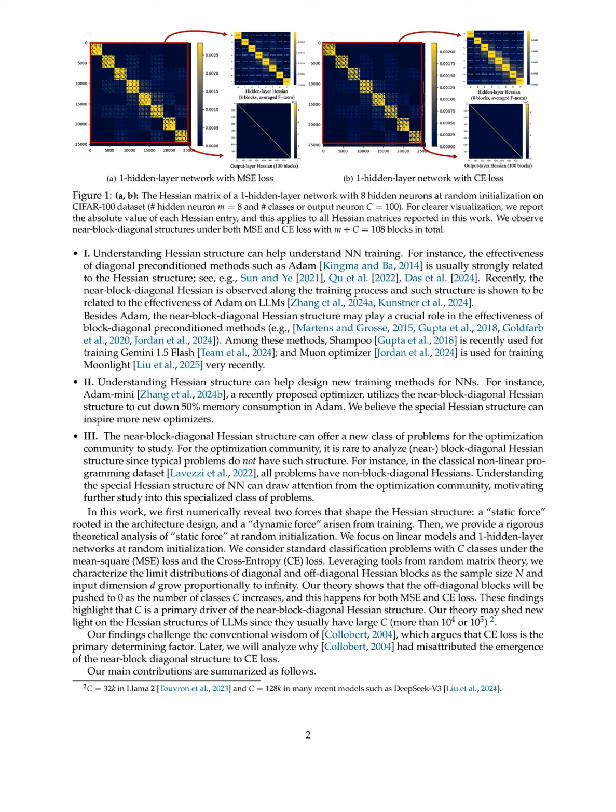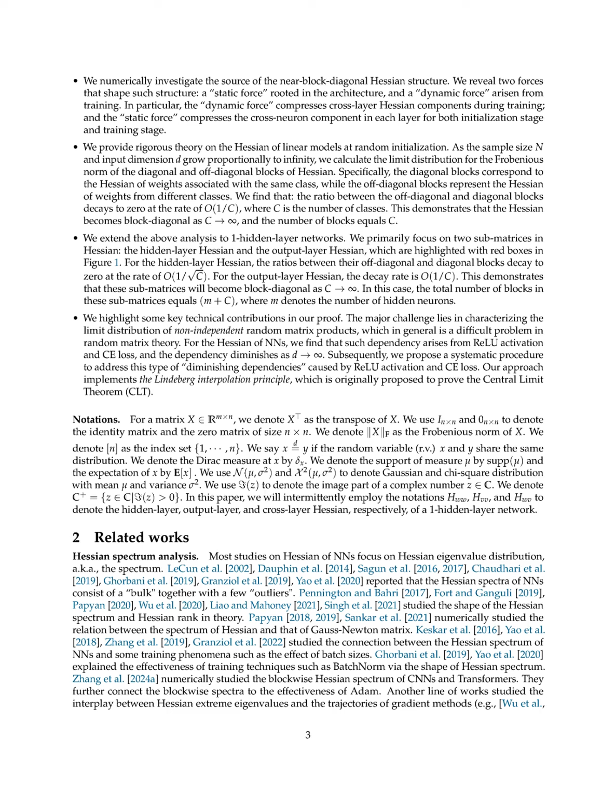The authors analyze the Hessian structure by identifying 2 key forces, a static force and a dynamic force. The static force, rooted in the architecture design, compresses the cross-neuron components of the Hessian during both the initialization and training stages, leading to a near-block diagonal structure. This is particularly evident in the hidden layer and output layer Hessians, where the authors find that as the number of classes increases, the off-diagonal blocks diminish, reinforcing the block diagonal nature.